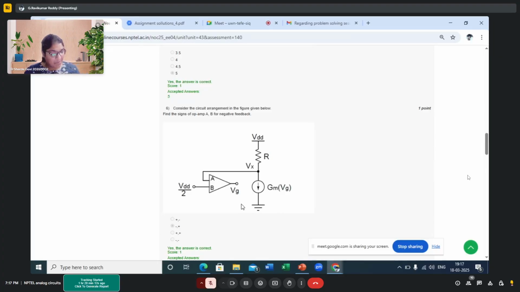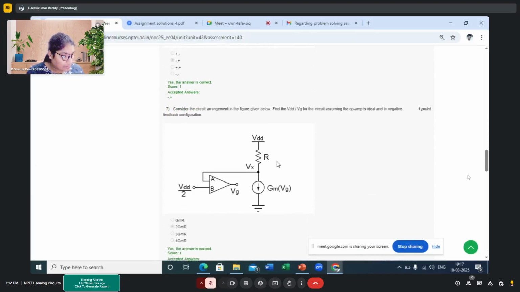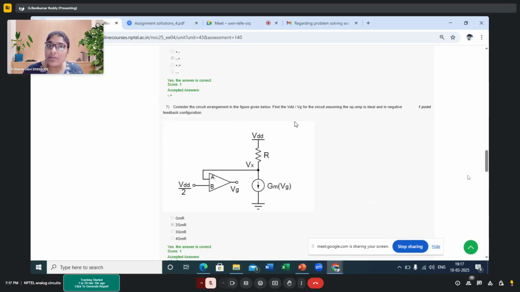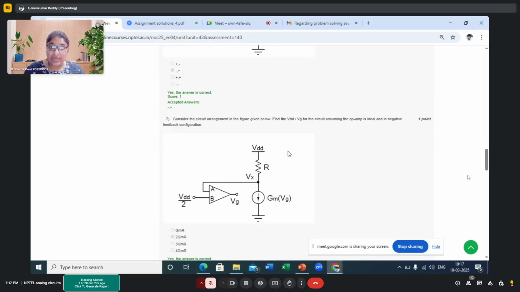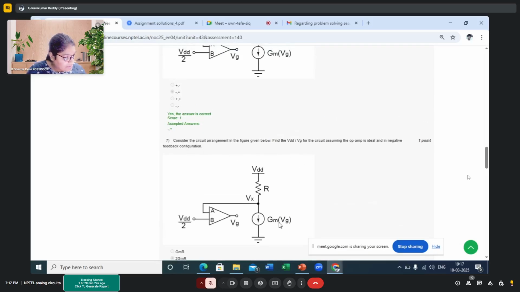Maybe I can share my screen and then we can analyze this. And in the following question, they are asking for the VDD by VG value. The seventh question is VDD by VG. What is the answer to that ratio, VDD by VG? They have given 2 gm R. Okay, okay.